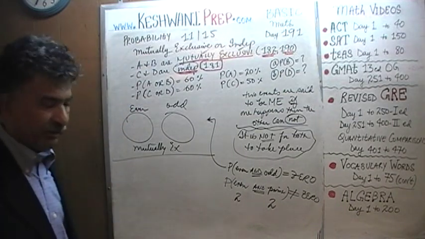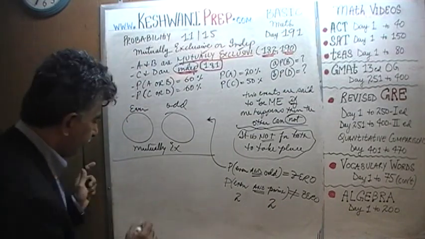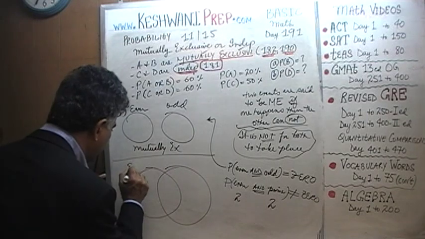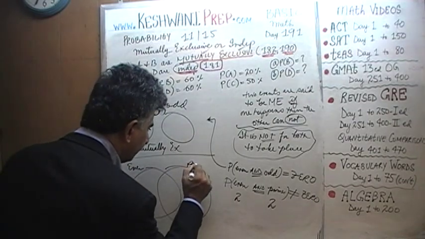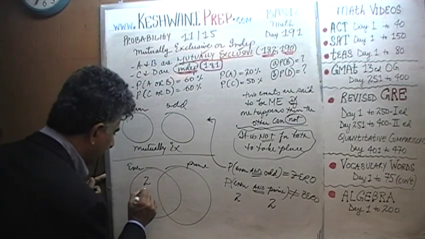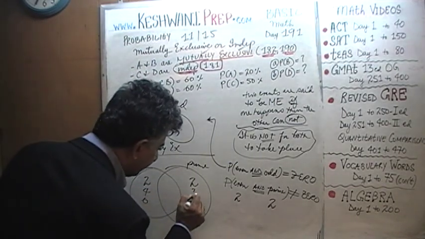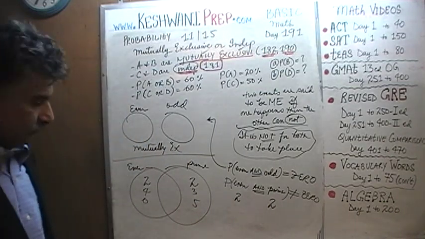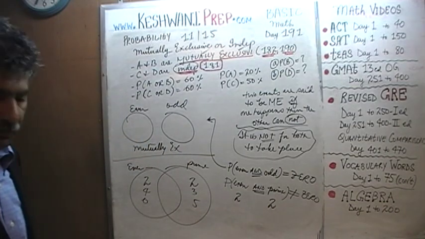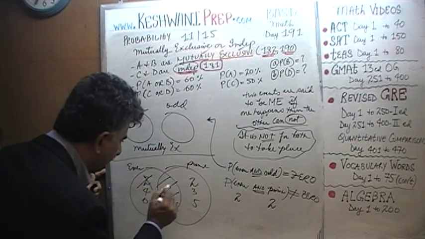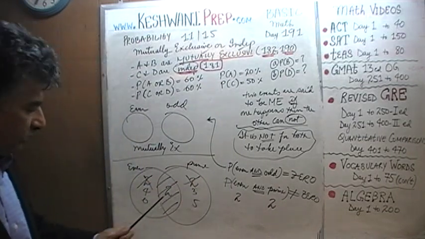Now let's look at even and prime. There are even numbers, here are prime numbers. Even numbers, I may have rolled 2, 4, or 6. Prime numbers, I may have rolled 2, 3, and 5. As you can see, 2 appears in both. So they have a common area. 2 is going to appear in the common area. We're going to take it out from here, it's going to appear here.